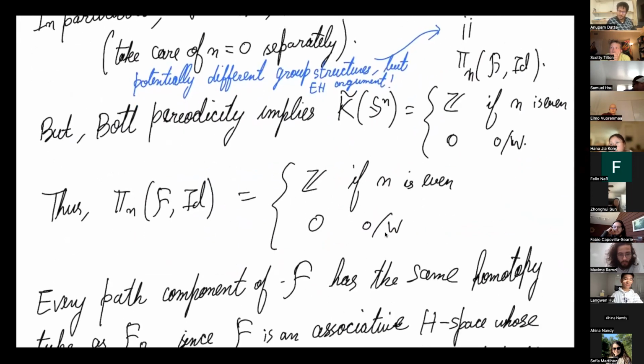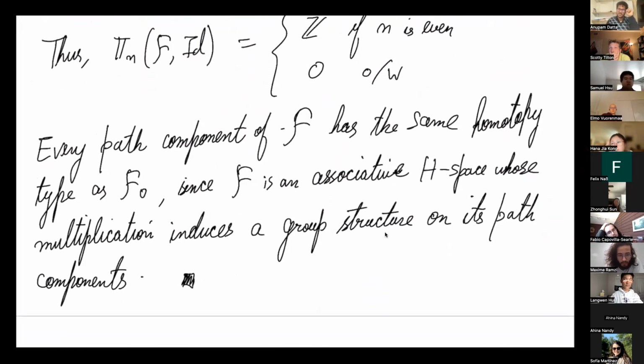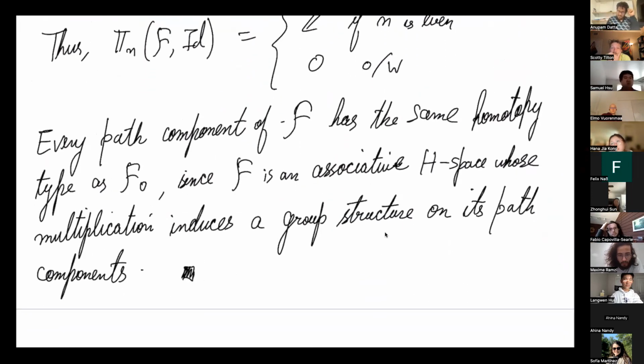And you might be wondering, why focus only on the component of the identity? Why not anything else? To that end, I have another result from Hatcher, which says that every path component of F has the same homotopy type as F0, the reason being that F is an associative H-space whose multiplication induces a group structure on its components, and you can show then that all the path components are indeed homotopic. So yeah, I guess that's all I had to say today. Thank you.